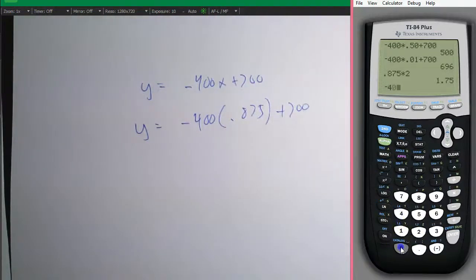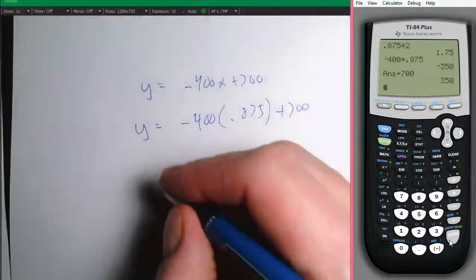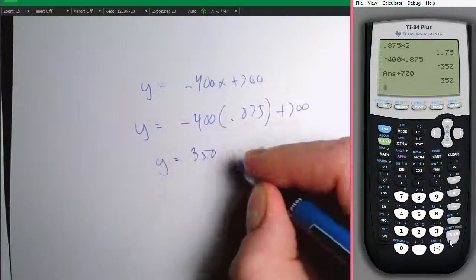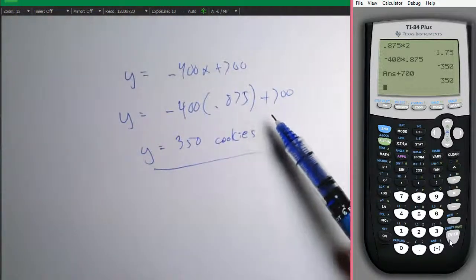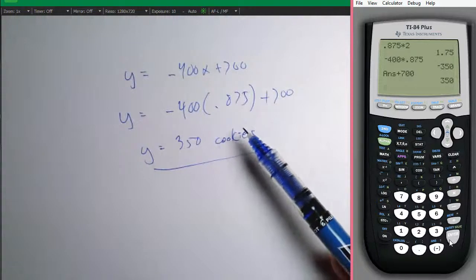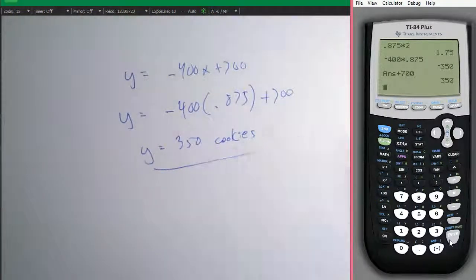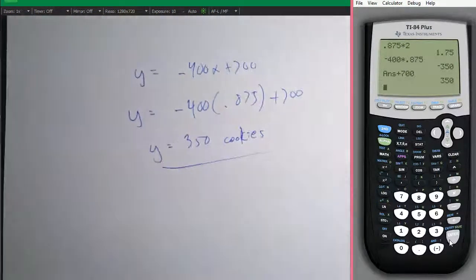Negative 400 times 0.875. Oops, sorry, plus 700. I forgot to add the 700 there. So now we'd say, if I sell them for 87.5 cents or $0.875, however you want to think of it, I should expect to sell 350 cookies. Now I could reasonably say, there's my amount to make for my next weekend.